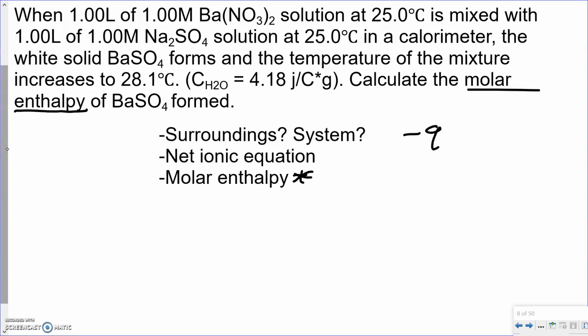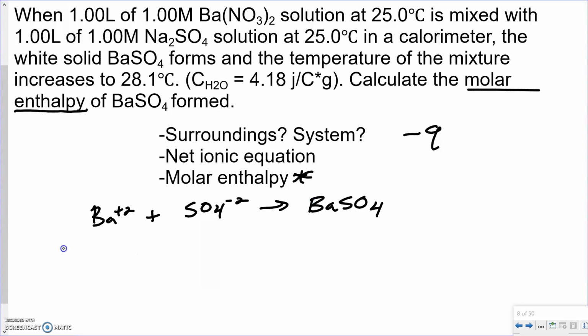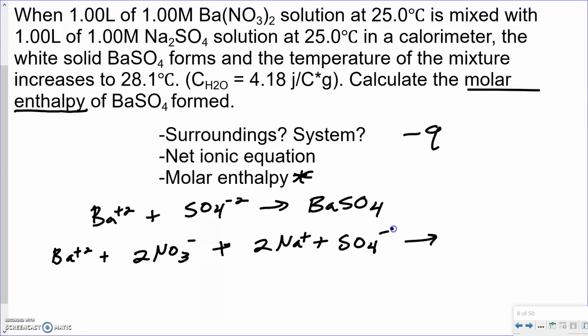Net ionic equation is pretty straightforward here. We are going to have barium +2 reacting with sulfate -2 to form barium sulfate. And just as a reminder, how we write a net ionic equation is we break things down that are aqueous. So both sodium sulfate and barium nitrate are aqueous. So we end up with barium +2, 2 nitrates, plus 2 sodiums plus 1 sulfate, going to barium sulfate, which is a solid, plus 2 sodiums and 2 nitrates.